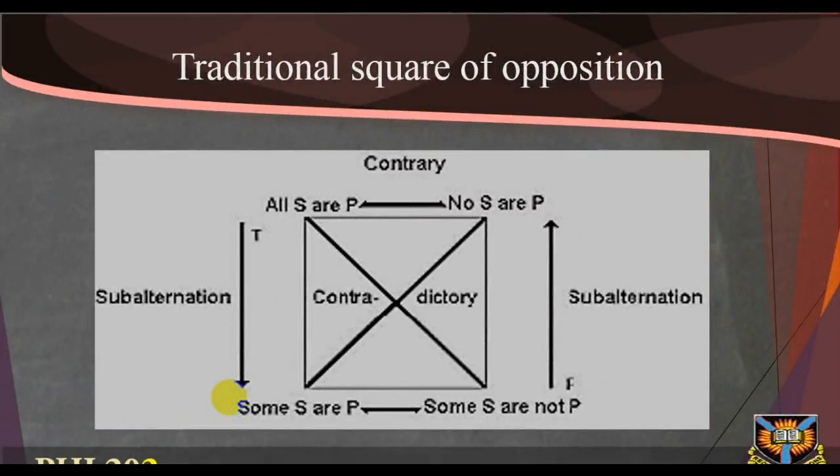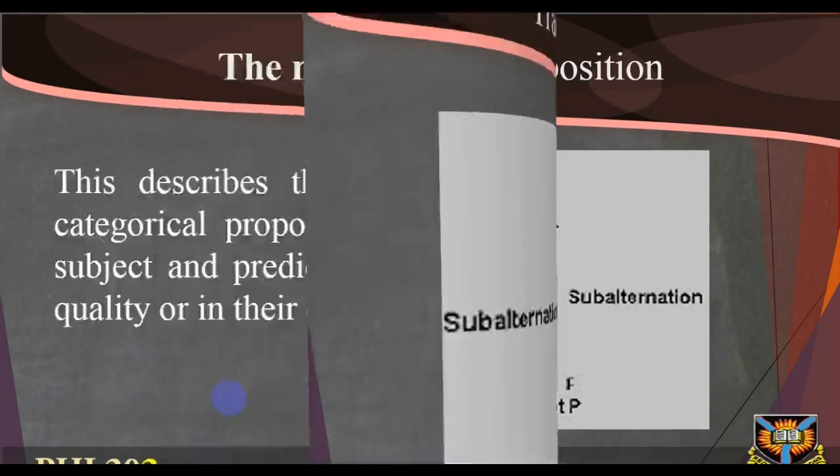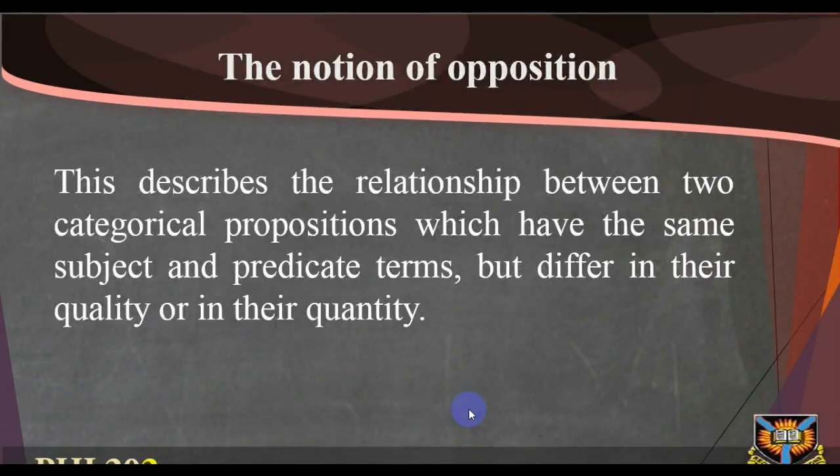The notion of opposition. The notion of opposition here describes the relationship between 2 categorical propositions which have the same subject and predicate terms but differ in their quality or in their quantity. Let us now discuss some of these oppositions. 1.